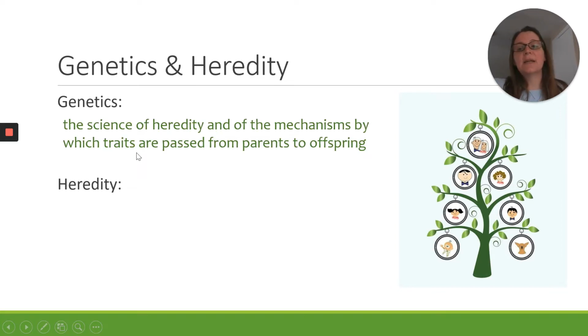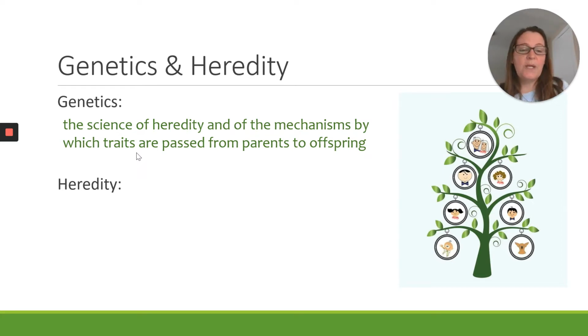So genetics is actually the science of something, just like biology is the study of life. Genetics is the science of heredity. It also includes the mechanisms by which traits are passed from parent to offspring. By mechanisms, I mean meiosis, essentially, that whole diagram of the meiosis with the gametes that then come together through fertilization and you end up with a zygote. All of that is included in the study of genetics.